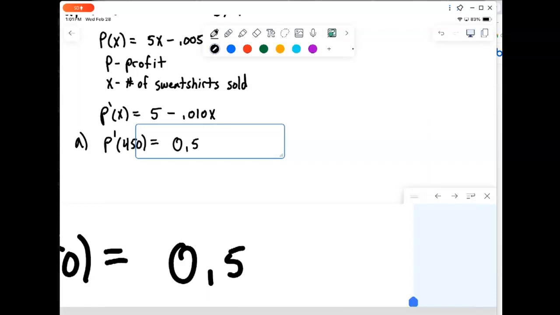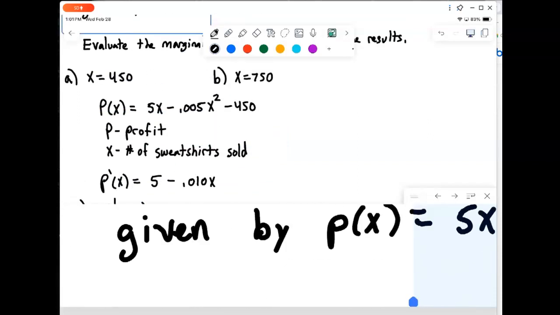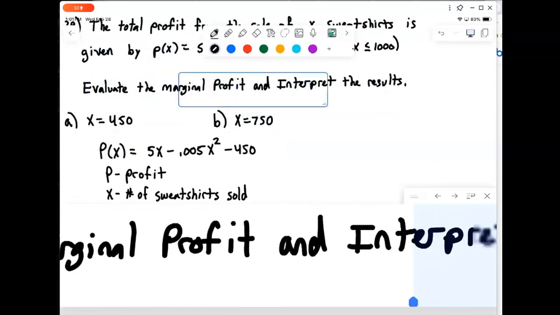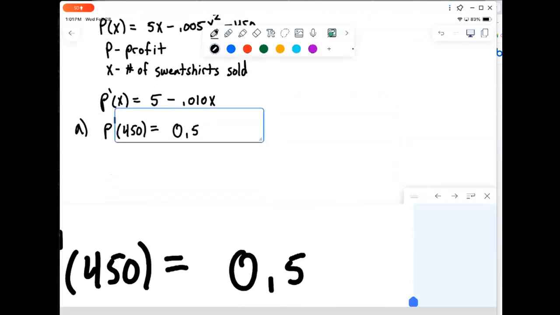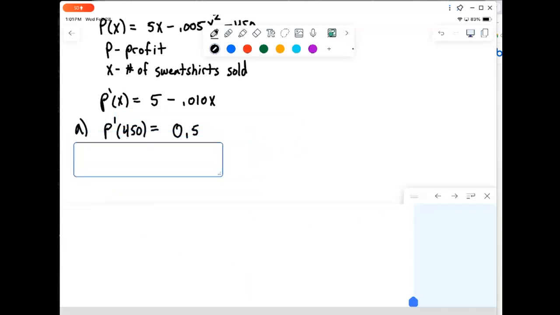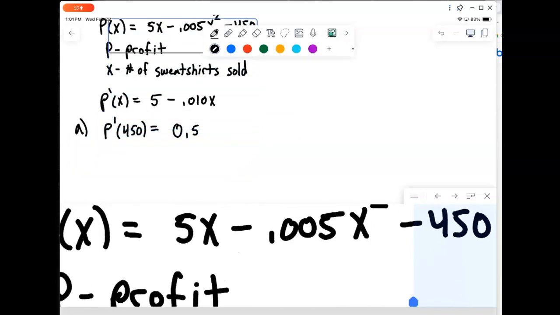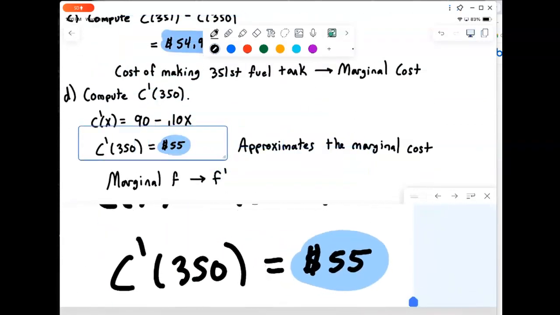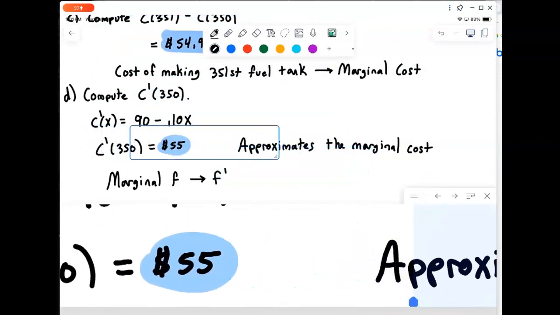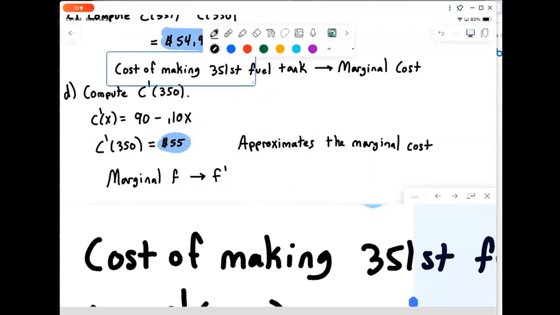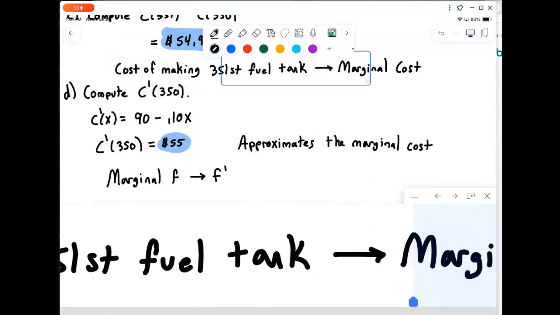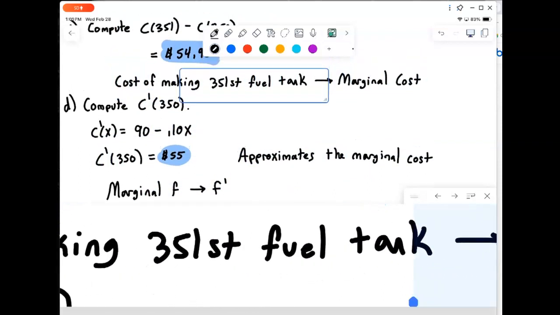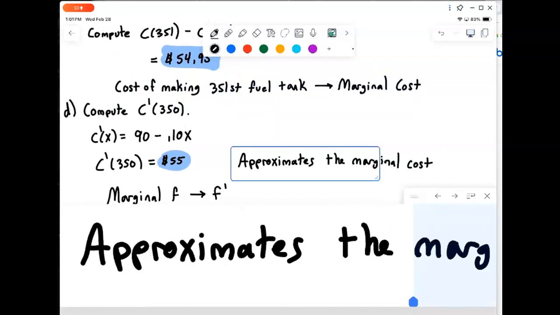And so that's the first part, just compute it, right? Evaluate the marginal profit. Now, what does that mean? Well, remember marginal profit, if we go back to our first example, when we had a C prime of 350 was 55, that was the cost of making the next tank, the 351st tank.